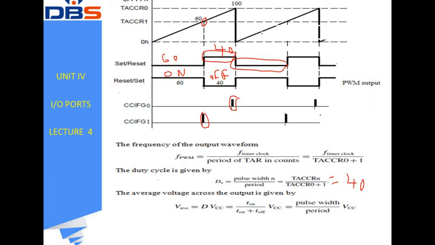The very important thing is the average across the output. That is nothing but V average, which is given as duty cycle times VCC. VCC is the maximum amplitude. So if the duty cycle is 40%, for example, we multiply 40% with the maximum amplitude.